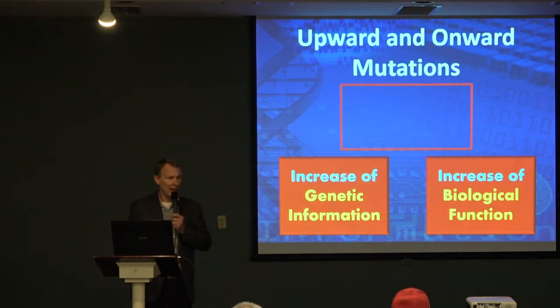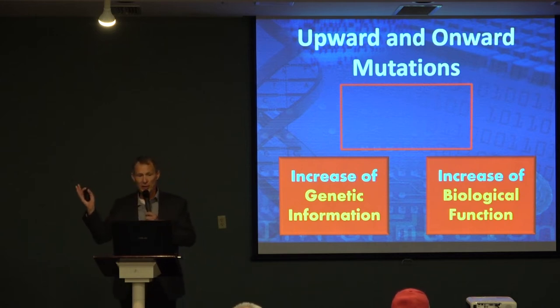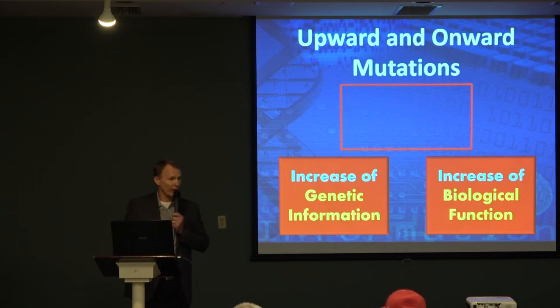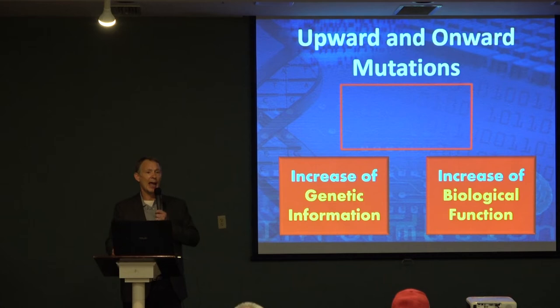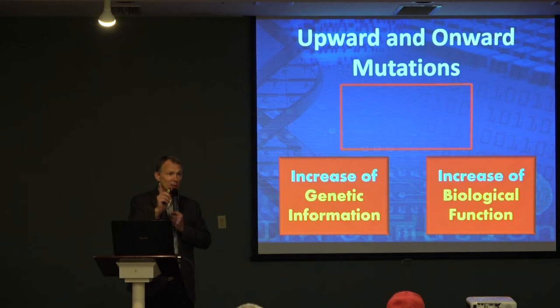So what about the last category that we have? These are the upward and onward mutations that we talked about for evolution to be real and possible. These are an increase of genetic information as well as an increase in biological function. They must come together for new information and new structures to be added into the gene pool. And if you think about it, doesn't there have to be multiple millions of these throughout billions of years of history to get all the different animals that we have today? But yet, no one can seem to put their finger on one such mutation that provides an increase in information and an increase in biological function. Not one.